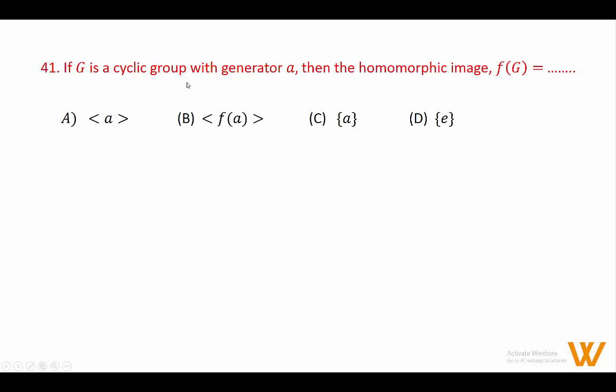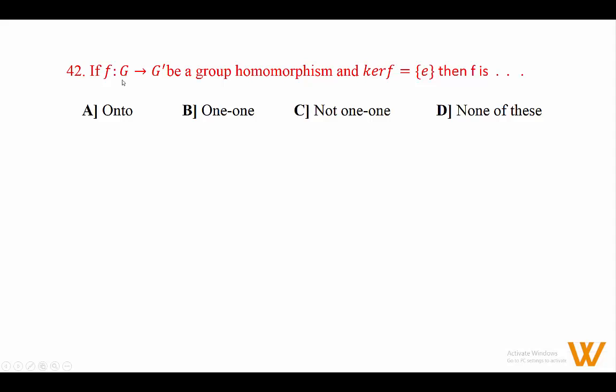41. If G is a cyclic group generated by A, then the homomorphic image f of G is generated by f of A. The answer is option B, generated by f of A. 42. If f from G to G dash is a group homomorphism and kernel f equals the single element identity, then f is one-one. The answer is option B, one-one.